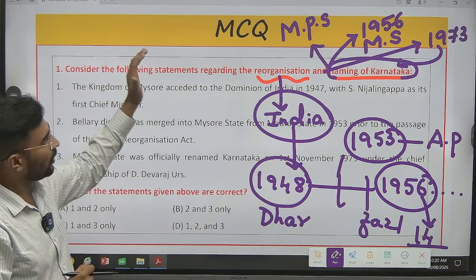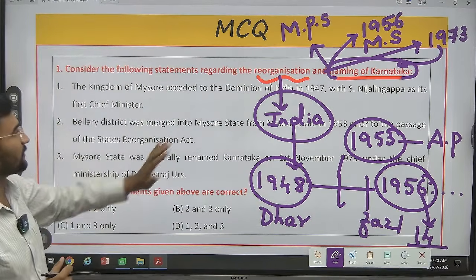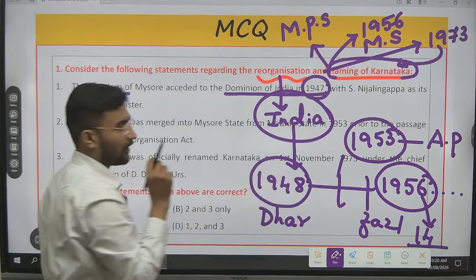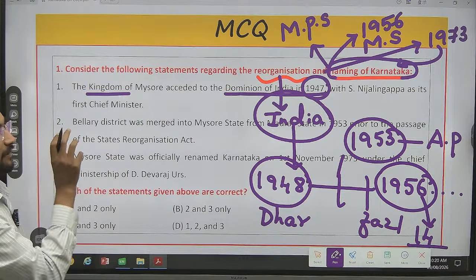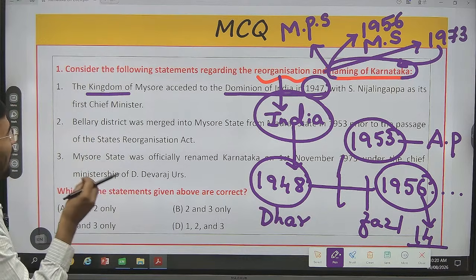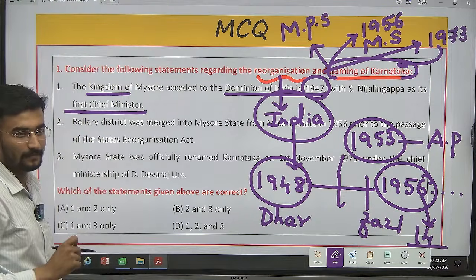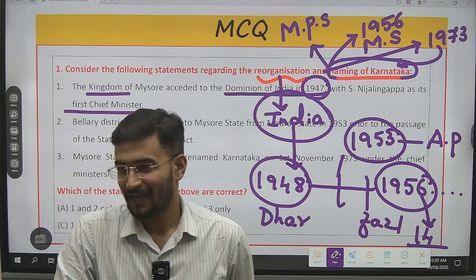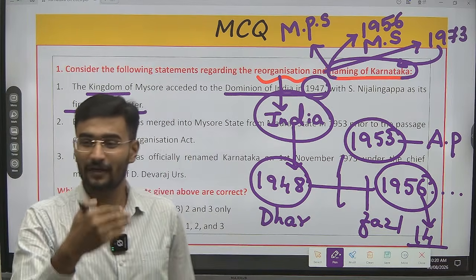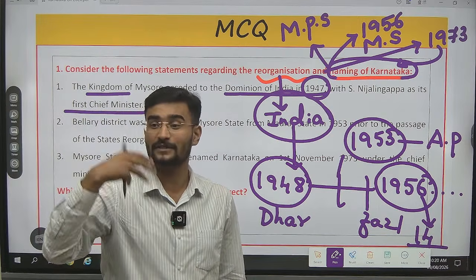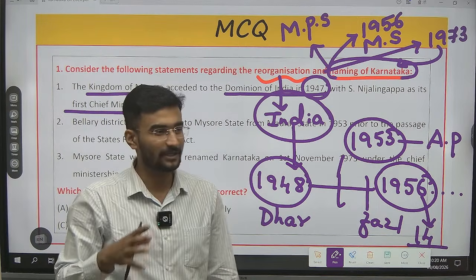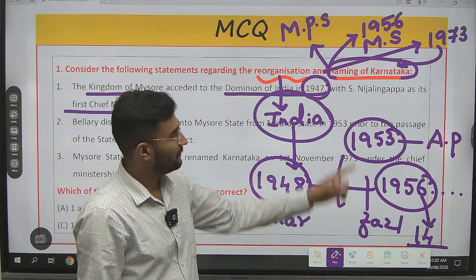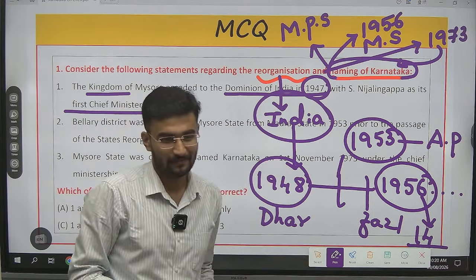But when you are aware of these things, read the options now. The kingdom of Mysore acceded to the dominion of India in the year 1947 with S. Nijalingappa as its first chief minister. Now who was the first chief minister? It is K.C. Reddy. Now who was the first chief minister after creation of Mysore state? Nijalingappa. Now who was the first CM after creation of Karnataka? It is Devaraj Urs. Hope you're getting it.